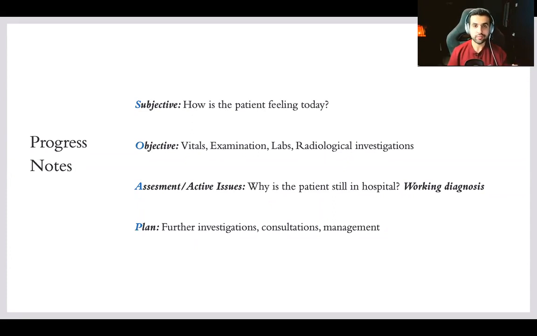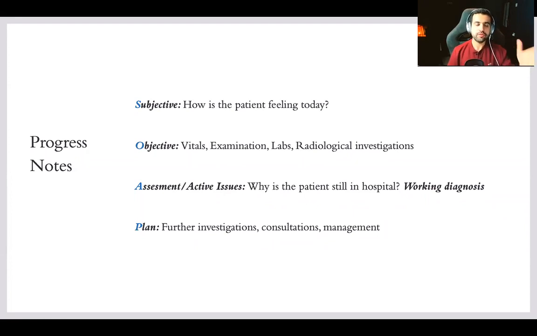So first is the subjective. So how is the patient doing today? Since you last saw them, is there any new symptoms that they have been experiencing, and are they responding to the treatments well? So that's the subjective part, and then the objectives.